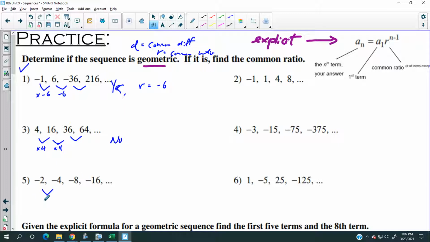This last one, let me guess, times 2, right? -2 times 2 is -4. -4 times 2 is -8. -8 times 2 is 16. So yes, what's the common ratio? It is 2. That's it.